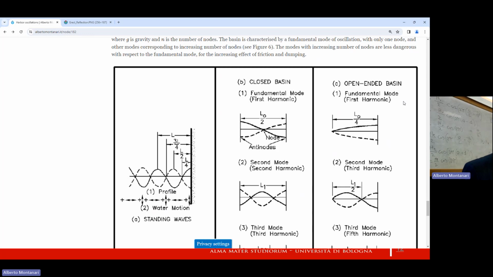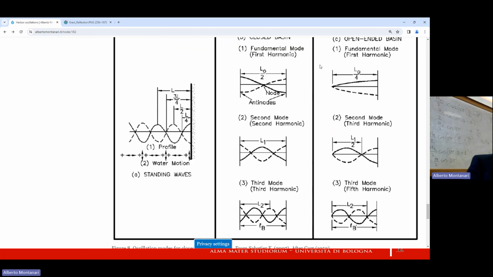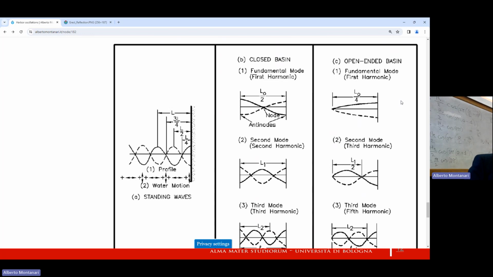Now, open-ended basin. This is the situation. You may remember that I drew this situation on the blackboard before. So this is the fundamental mode with no nodes, because actually you have only one node, which is at the mouth of the basin. It's here, where is my mouse. Okay.